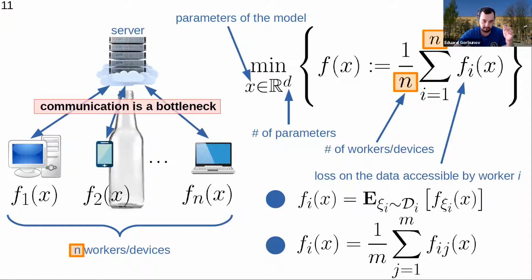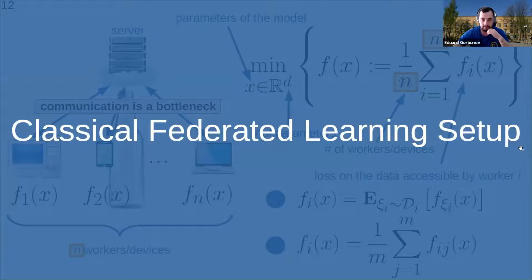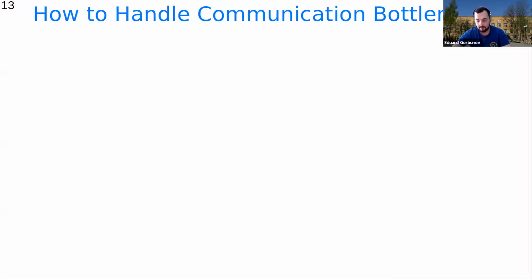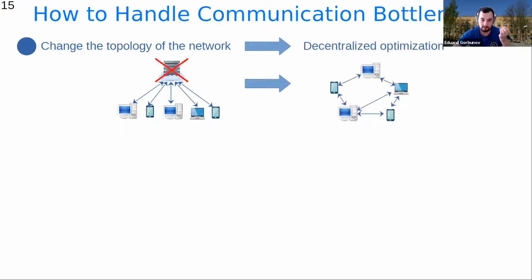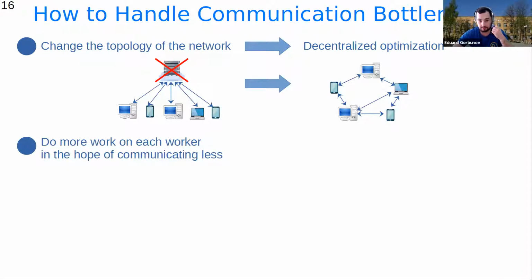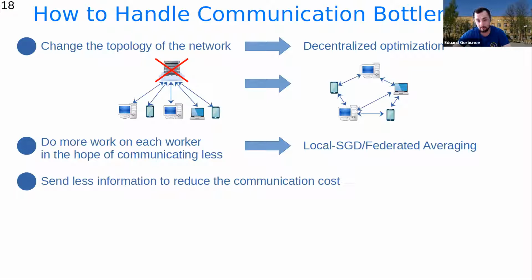Typically in such systems, communication is a bottleneck when we want to minimize this function. And it's the classical federated learning setting. There are a lot of different ways to handle the communication bottleneck. The first one, for example, is to change the topology of the network, for example, consider a decentralized approach. Another popular technique in federated learning is doing more work on each device in the hope of communicating less. And it leads to very popular methods like local SGD or federated averaging. But in this talk, we will focus on another way to handle the communication bottleneck, and it is based on communication compression.